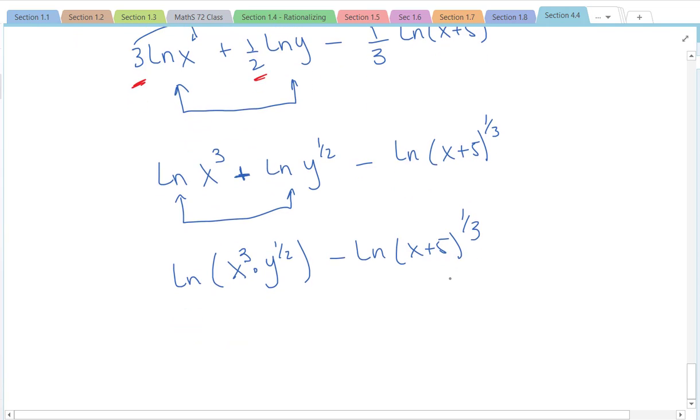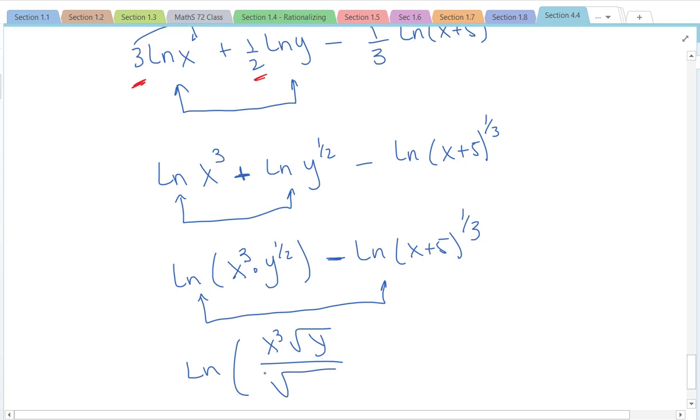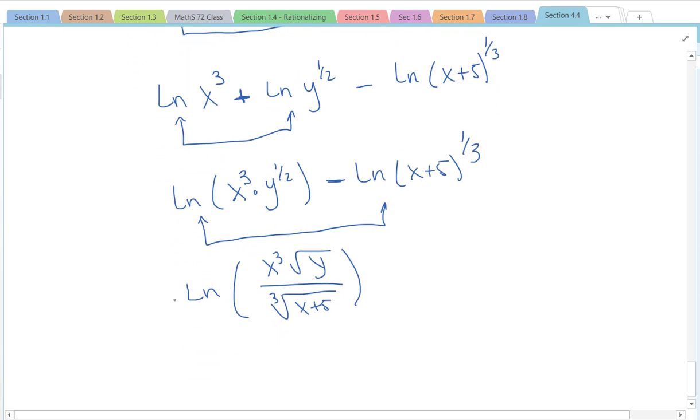And now, again, with two log quantities, they're being separated by a minus, so I'm going to use the subtraction to quotient rule. So this becomes the natural log of x cubed square root of y over the cube root, since it's 1/3, of x plus 5. And that's it. We combine 3 logarithms into a single logarithm using the rules of logs.